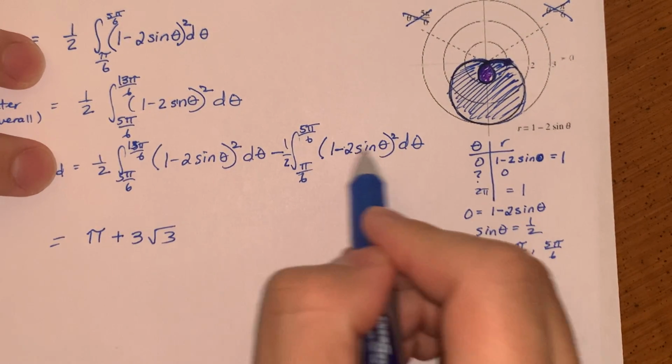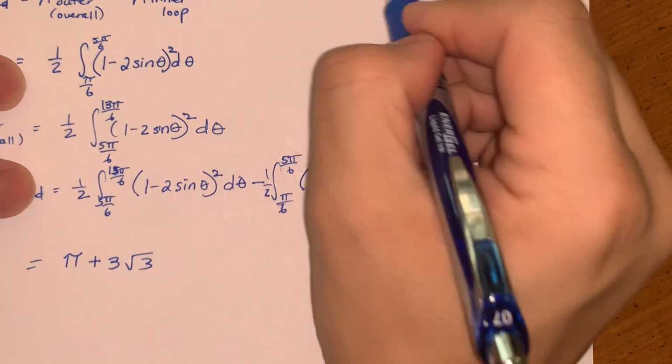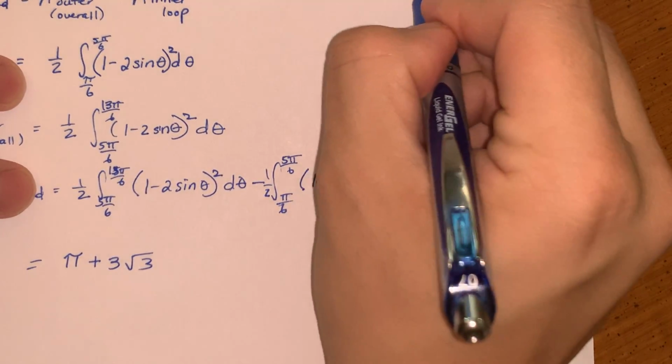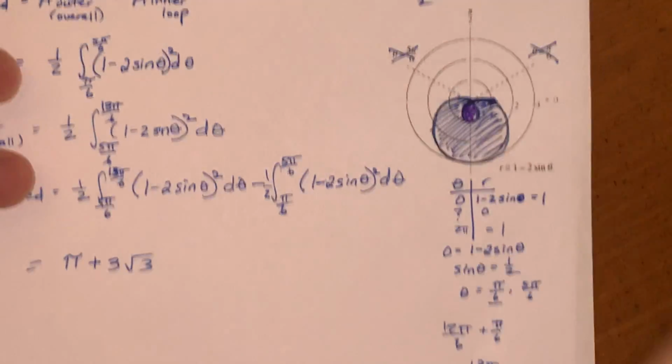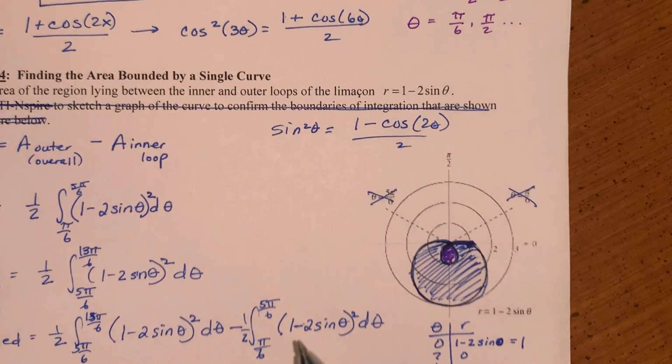This is one where if you worked out the sine squared of theta, it's pretty much the same thing as 1 minus cosine of 2 theta over 2, if you wanted to work this out by hand, which you might have to. So I'll leave it at that.